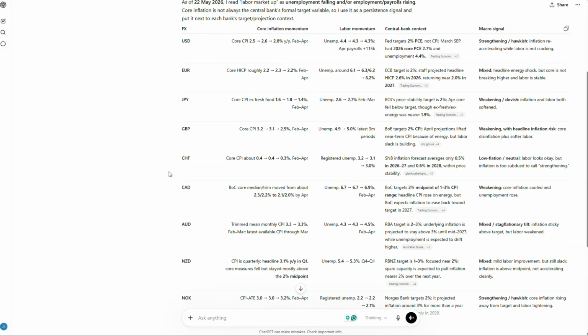And I want to be very clear about what you're looking at, okay? You're not looking at good economy versus bad economy. It's not just that. Here you're looking specifically for policy pressures. Who's being pushed to stay tight and who's being pushed to actually pivot dovish? Because that is what FX cares about. That is what actually creates most market trends. Forex is relative. It's not absolute.